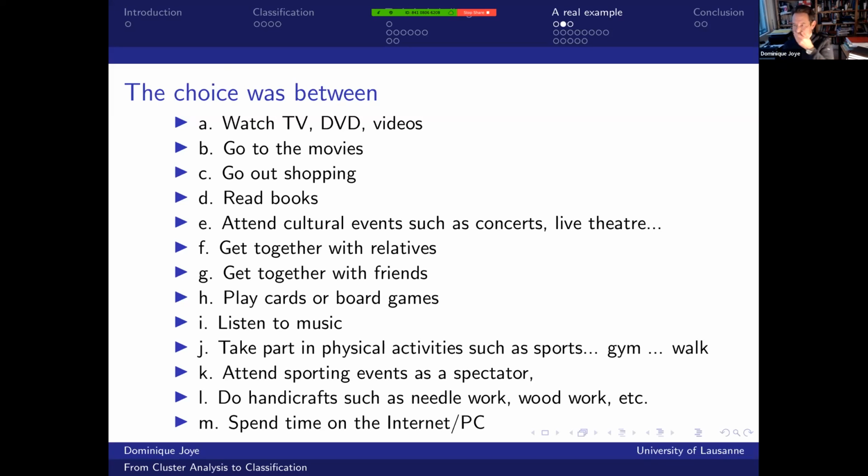Okay. So if I go back to my example, the activities that were proposed were watch TV, go to movies, go out shopping, read books, attend cultural events, get together with relatives, and so on, until spend time on the internet. So you have a classical battery of 13 activities.